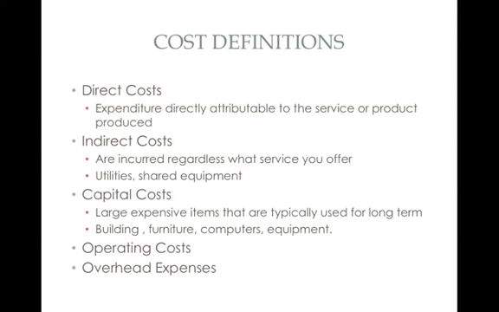Some cost definitions to note include direct and indirect costs, capital costs which depreciate over the life of the item, meaning the cost is spread out over the life expectancy. Overhead expenses would be things like heat or water or electricity. Some costs fall into more than one category.